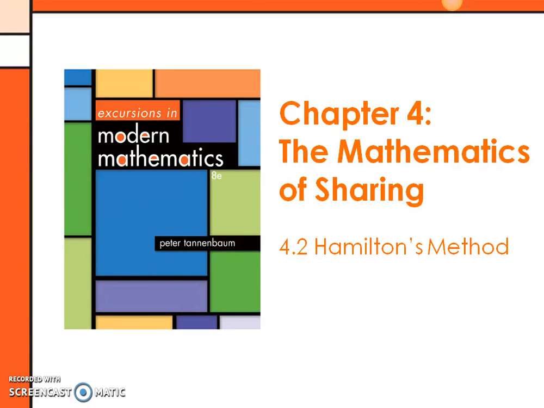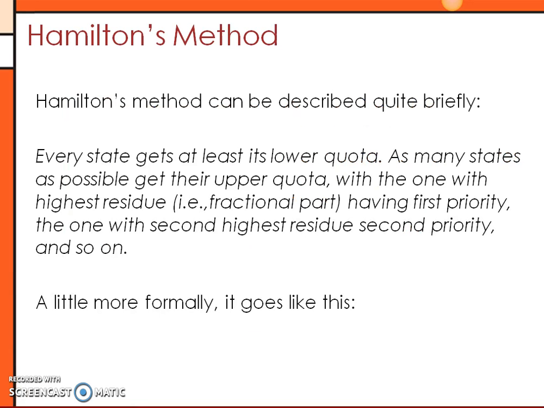Now that in 4.1 we found out how to find the standard divisor and the standard quota, now we'll look at Hamilton's method, which is what do we do with that information, or how do we actually get a final number of how many representatives everybody gets? So we'll go back to some of the examples we just did.